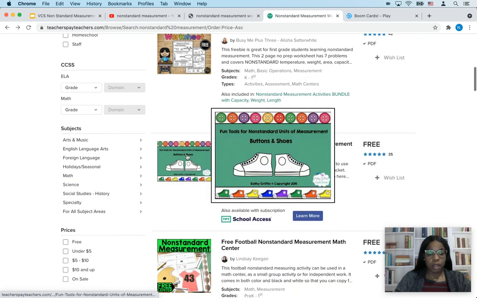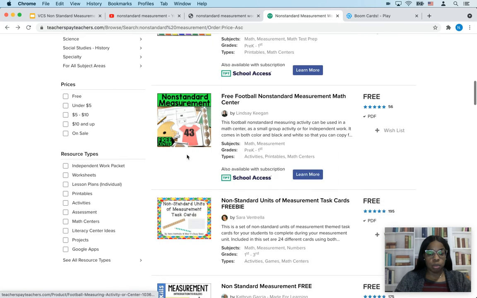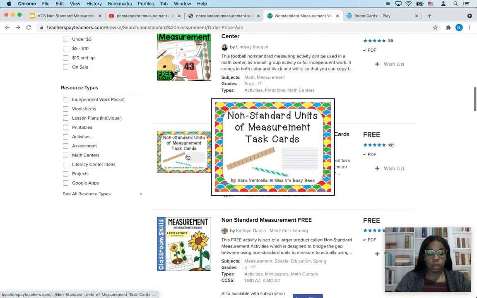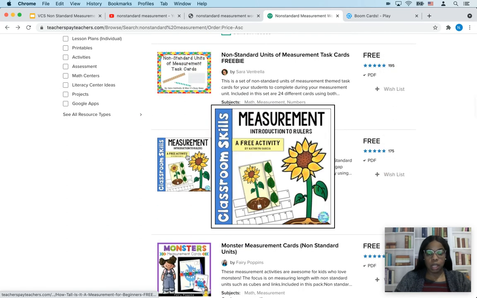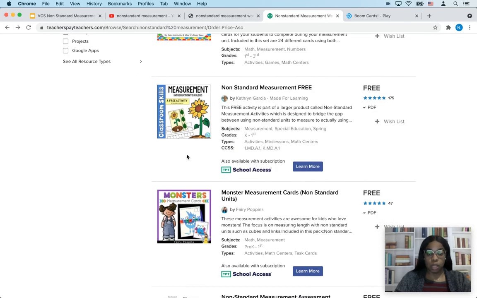You have insects, buttons and shoes, footballs, in this case, leaves. So once again, you can pretty much use anything to measure when you're talking about non-standard measurement.